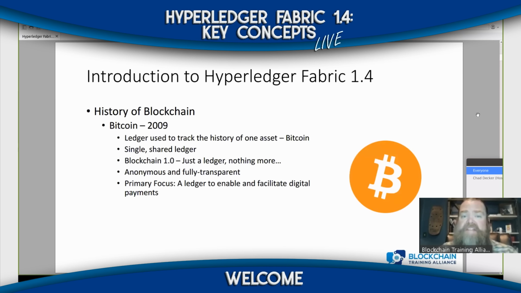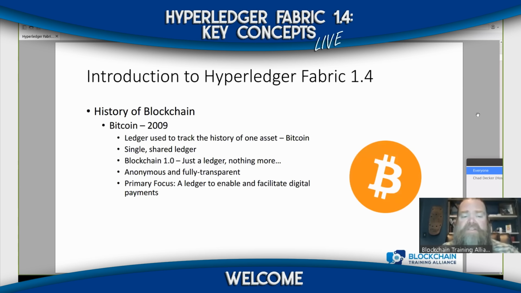We only have a single shared ledger. There is only one ledger in Bitcoin. And this is by design. We want everybody in the world to be using that one ledger because if I was trading Bitcoin on my ledger and you were also trading Bitcoin on your ledger, how do we reconcile with each other? It becomes very, very difficult. So by design, there's just one single shared ledger that the whole world shares.